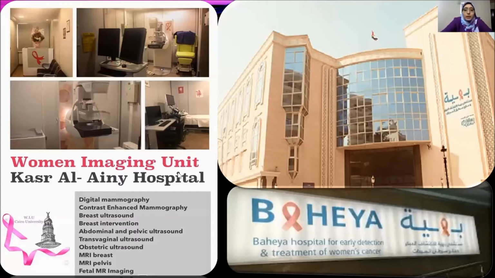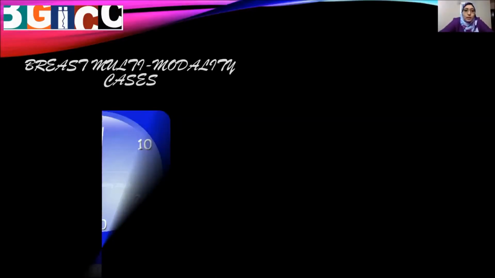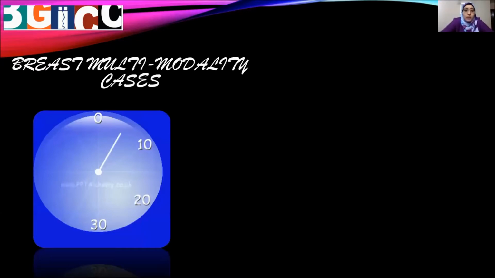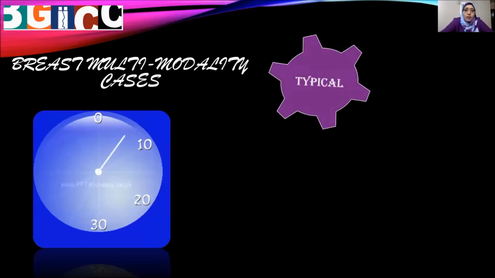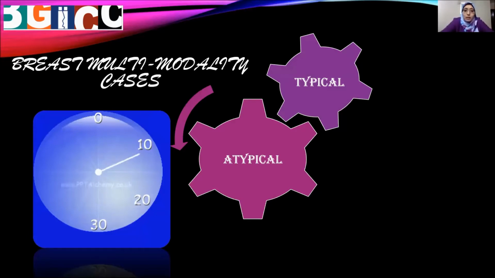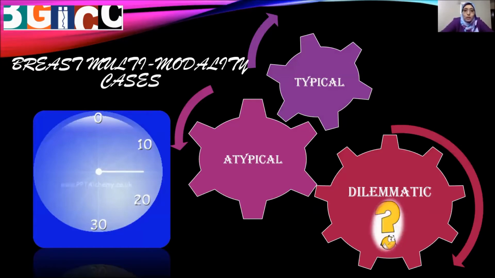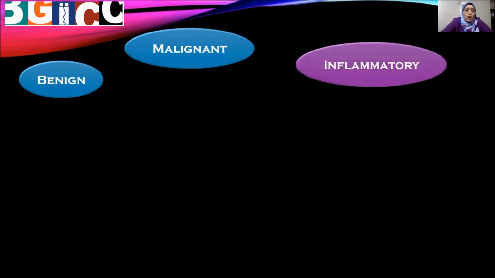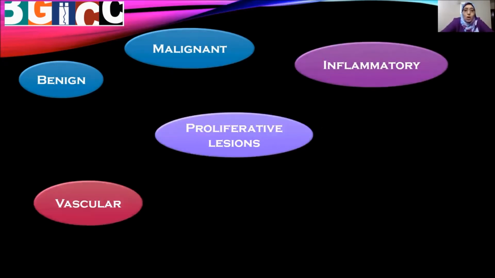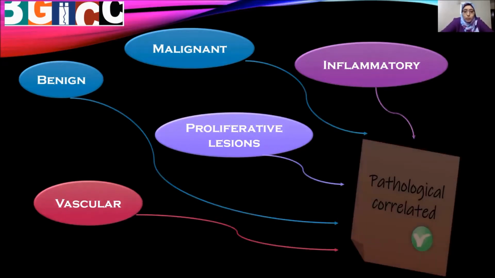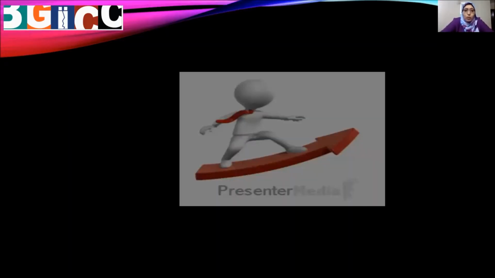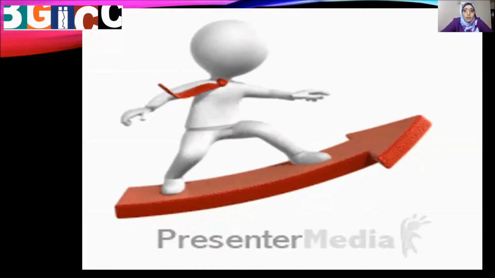Today, I'm going to present a film reading session. I will present, during the next 30 minutes, multimodality breast cases, presenting typical findings and atypical findings, and there will be some dilemmatic cases which will be interesting to most of us. I will present different breast pathologies from benign and malignant lesions, inflammatory, proliferative, and vascular lesions. All these lesions will be pathologically correlated. So let's begin our short journey in the breast cases.